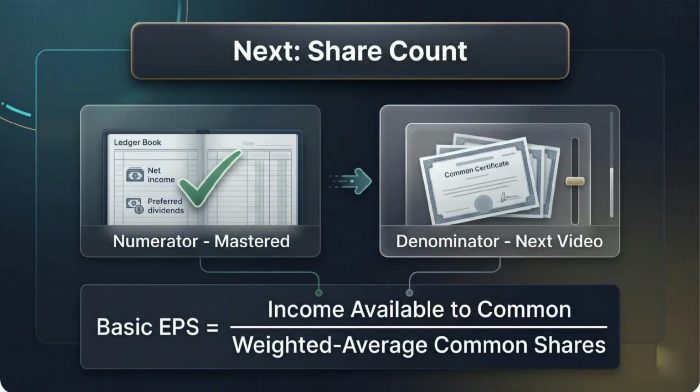That completes the numerator lesson. You now know how to start with the correct income line, identify preferred dividend claims, distinguish cumulative from non-cumulative preferred stock, and arrive at income available to common shareholders. In the next video, we move to the denominator, weighted average common shares outstanding.